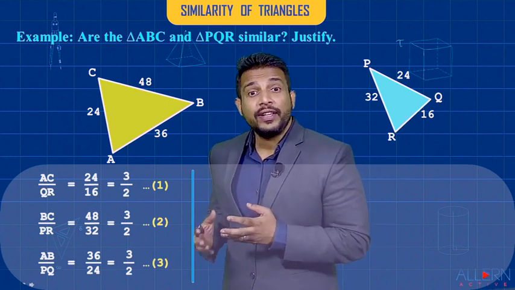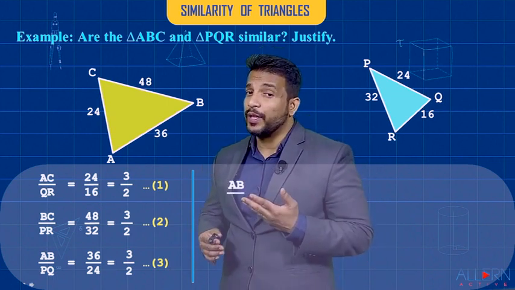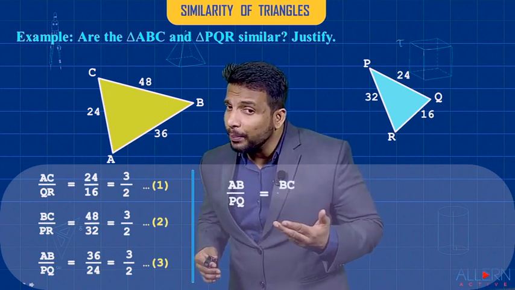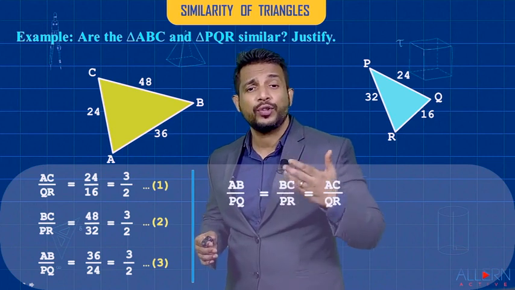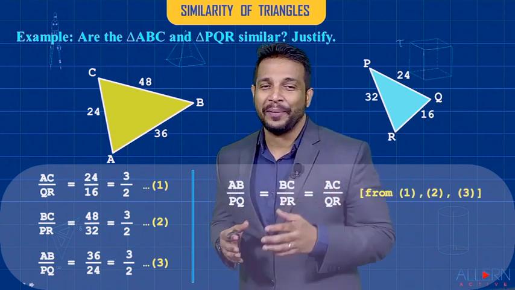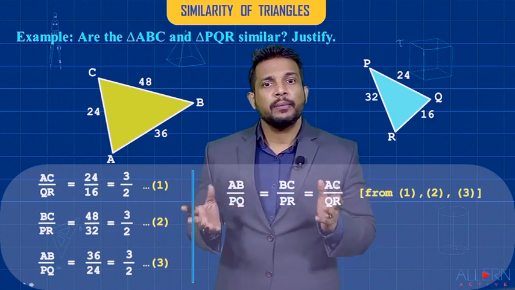Look here, what do we see? We see from 1, 2 and 3 that all the three ratios are equal. That means AB upon PQ is equal to BC upon PR, is equal to the third ratio, AC upon QR. All the three ratios are equal. We got it from 1, 2 and 3. Now the triangles are similar. Yes, they are similar by the SSS test.